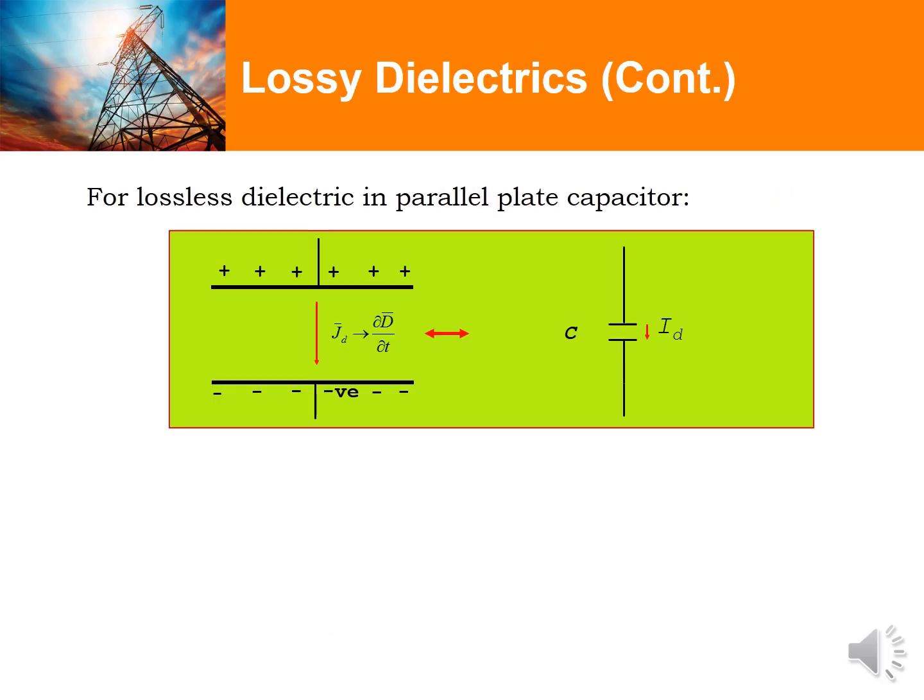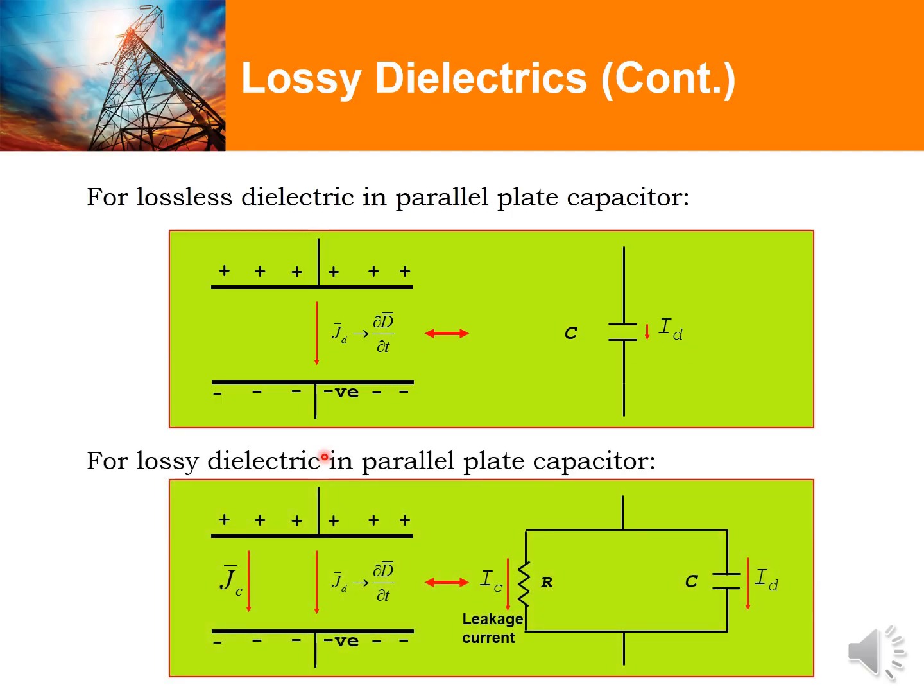For a lossless dielectric in a parallel plate capacitor, we would model the current within the dielectric material as being only displacement current. On the other hand, for a lossy dielectric material inside a parallel plate capacitor where there exists a value of sigma, a certain amount, or very small amount, of conduction current would flow. Thus, we would model it as having displacement current as well as conduction current that would be considered as a leakage current.